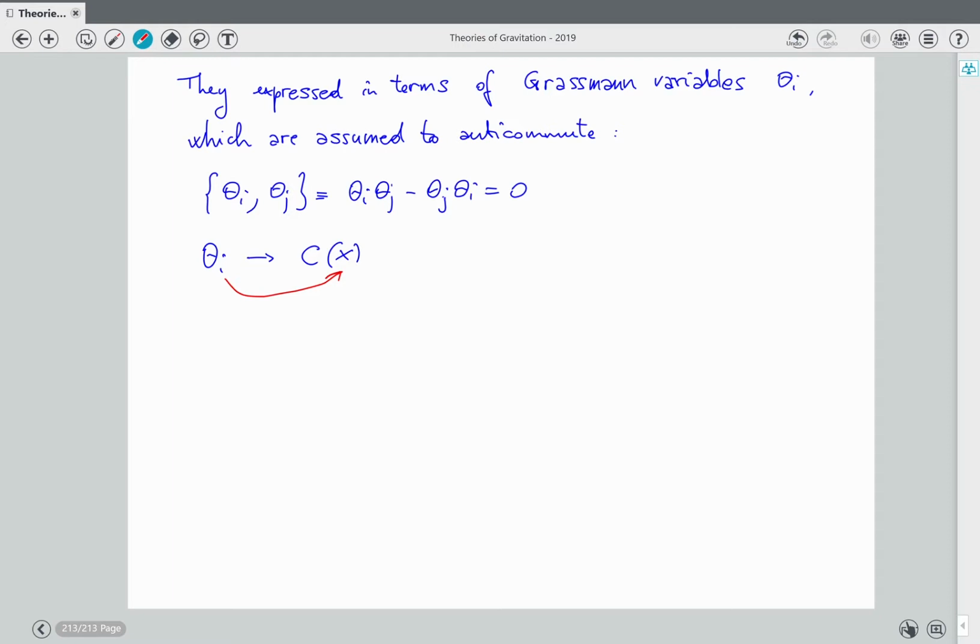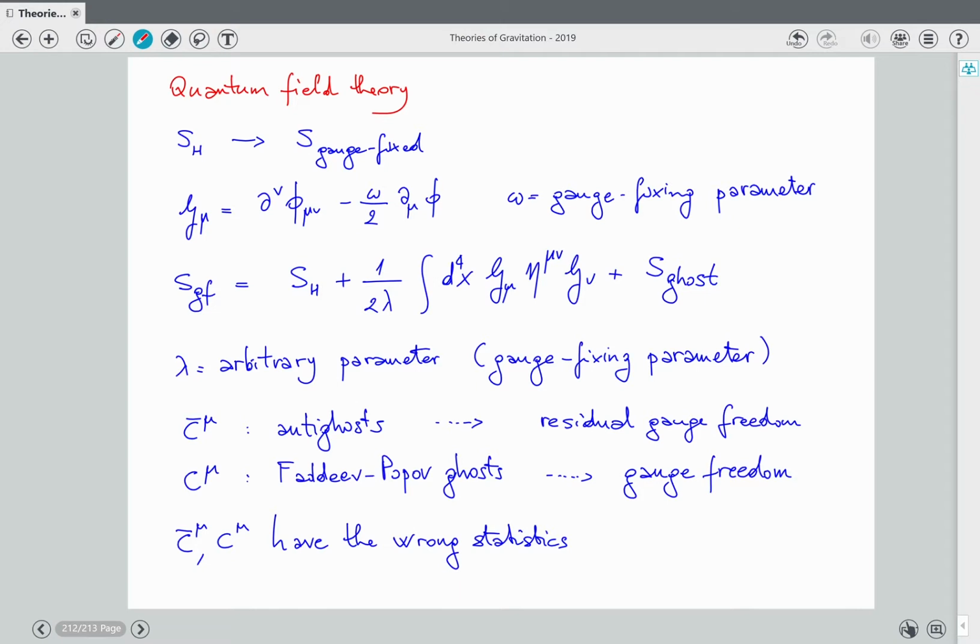Same for C bar. There is nothing else that we need to know about this, and since we will not use them very much, but we have to mention them for completeness, otherwise the entire construction breaks down, falls apart. We don't need to enter into the details. What is the reason behind this wrong statistics? The reason is that, in some sense, these extra fields subtract degrees of freedom.